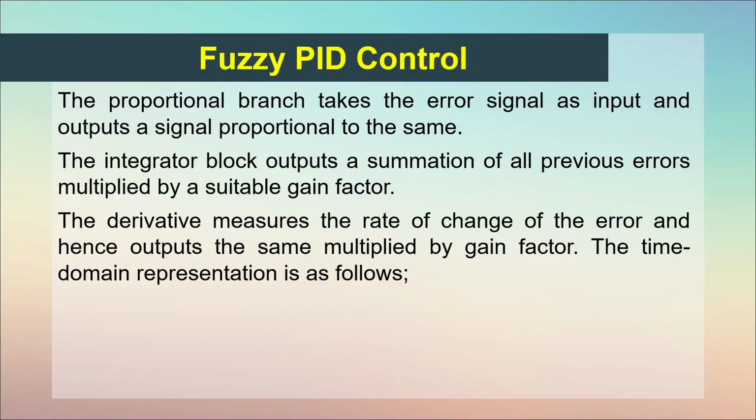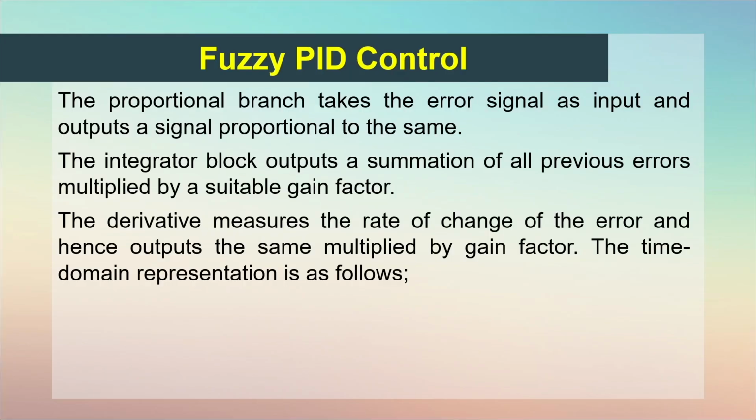The proportional branch takes the error signal as input and outputs a signal proportional to it. Yes, of course, that is what we have seen in the block diagram. The integral block outputs a summation of all previous errors multiplied by a suitable gain factor. The statement here is nothing but the explanation of the architecture of the PID controller in the previous slide. The derivative measures the rate of change of error and outputs the same multiplied by the gain factor. So the time domain representation is as follows.